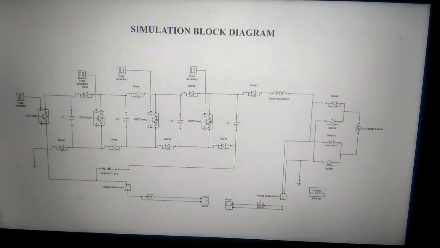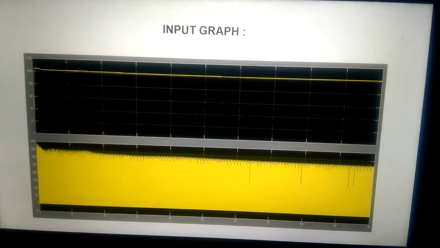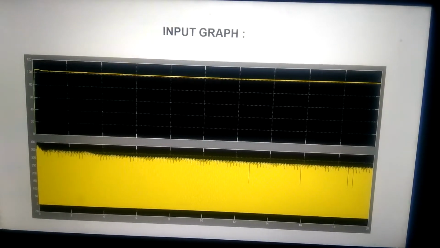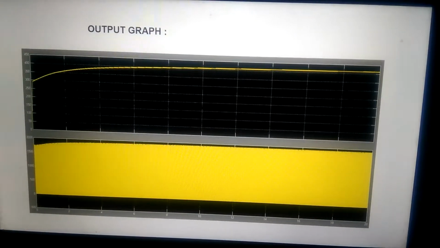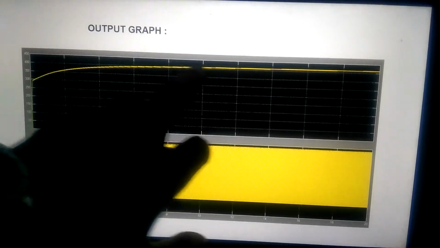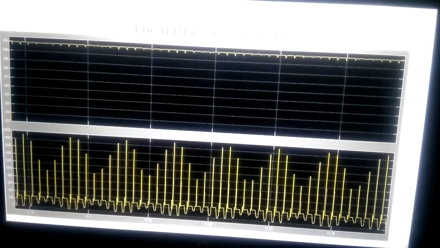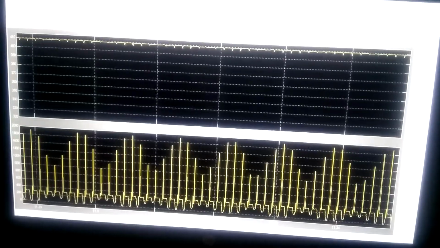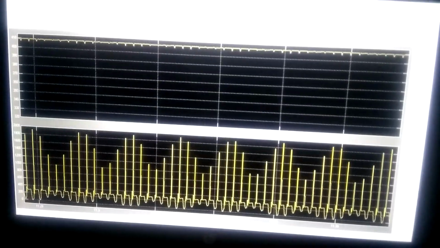And this is the complete simulation block diagram in our MATLAB. This is the input graph, where we can see that we will be giving 100 volts here as an input, and you can see the output is completely 400 volts until the end of the experiment. So we will be getting 4 times the input voltage. And this is the complete localized view of the output, where you can see multiple pulses that are fluctuating from low voltage to high voltage.